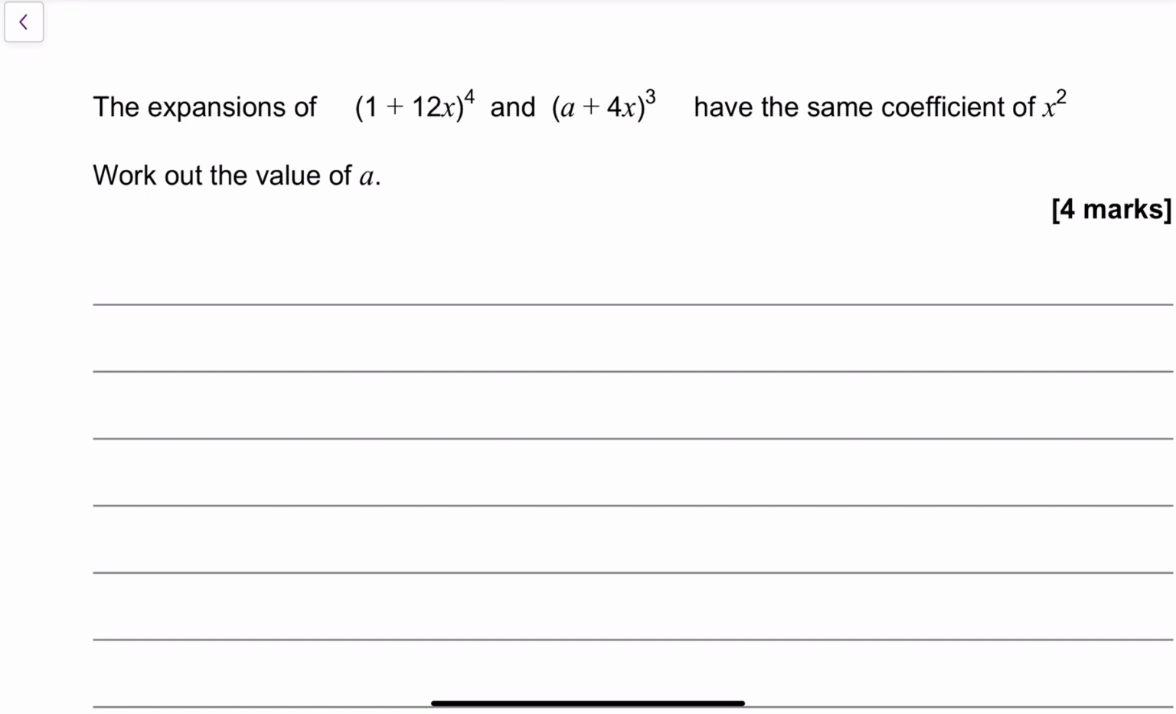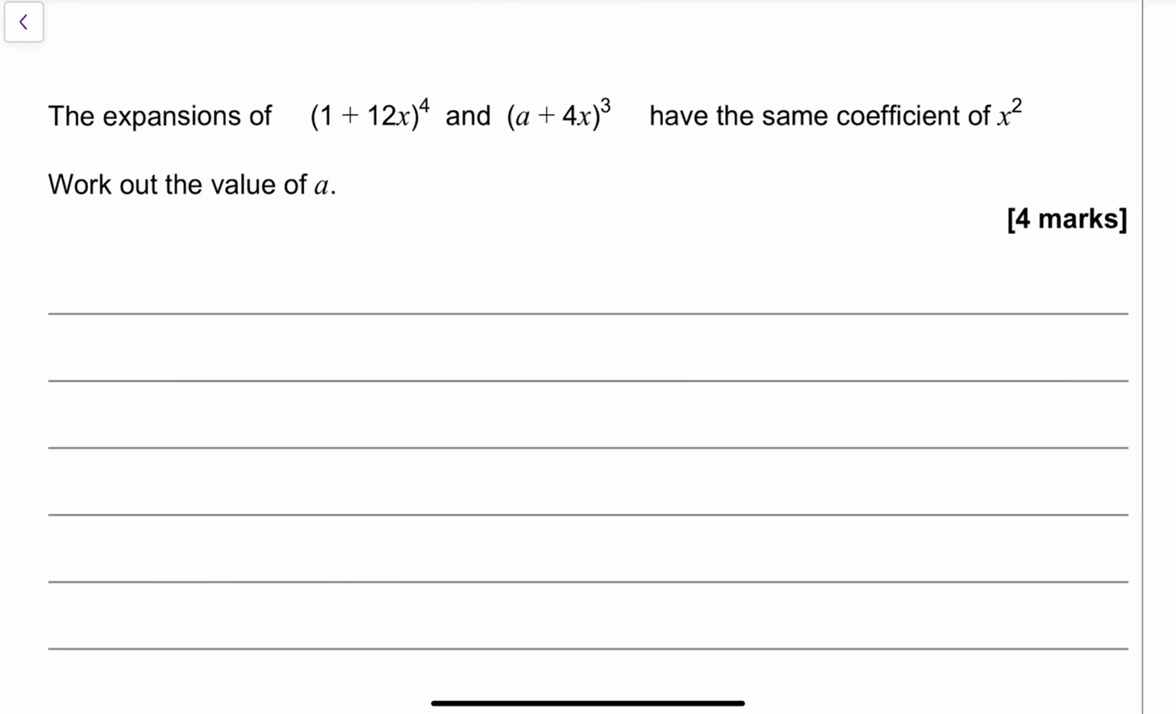have the same coefficient of x squared. Work out the value of a. Okay, we're going to do this using what's called Pascal's triangle. Now, Pascal's triangle is the following. One more row to go.